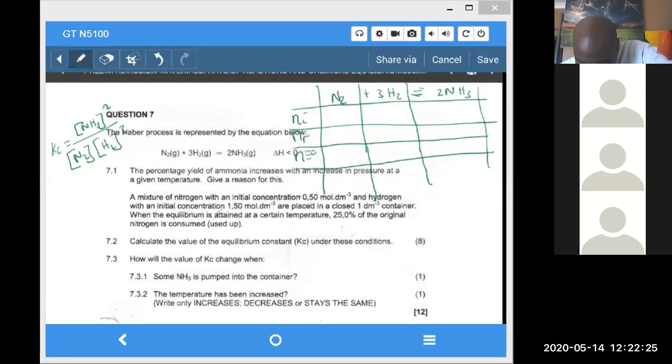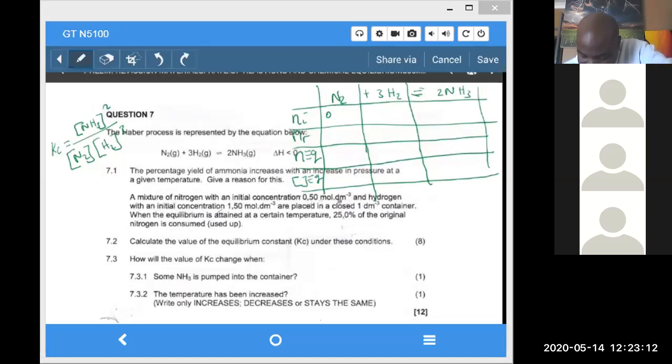So they are saying a mixture of nitrogen with an initial concentration of 0.5 moles per liter and hydrogen with an initial concentration of 1.5 moles are placed in a closed 1 liter container. When the equilibrium is attained, 25% of the original nitrogen is consumed.